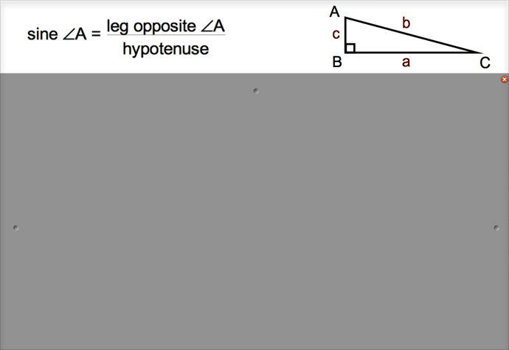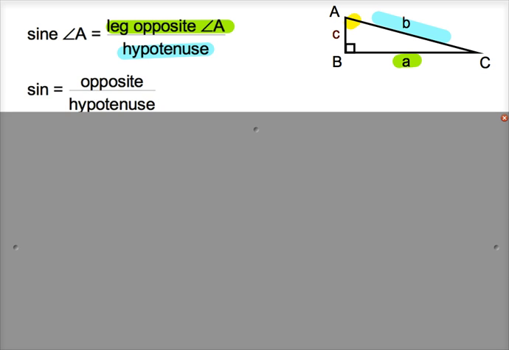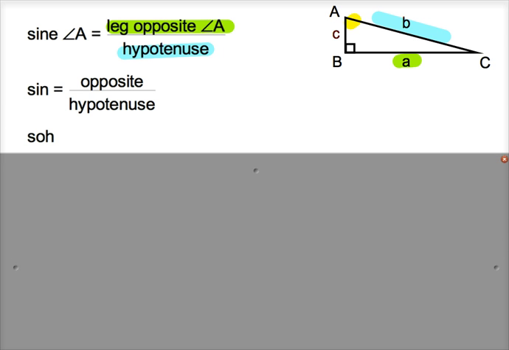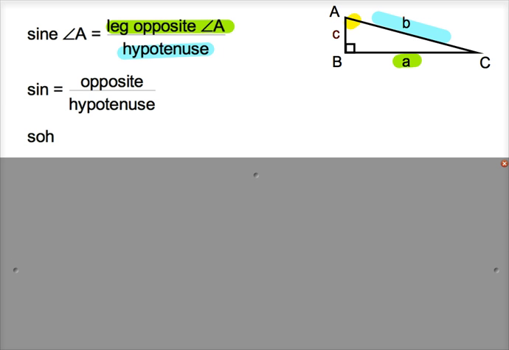So if I want to find the sine of angle A, it's going to equal the leg opposite angle A over the hypotenuse. The leg opposite of angle A would be over here, A, and I'm dividing it by the hypotenuse, which is going to be B. So sine is opposite over hypotenuse, and if I shorten it up, I can just remember it as so.